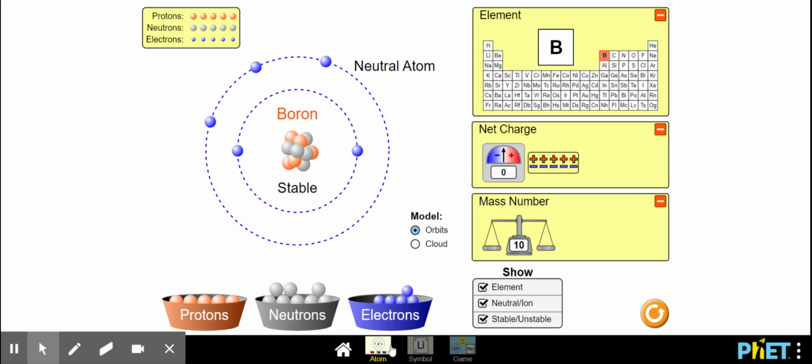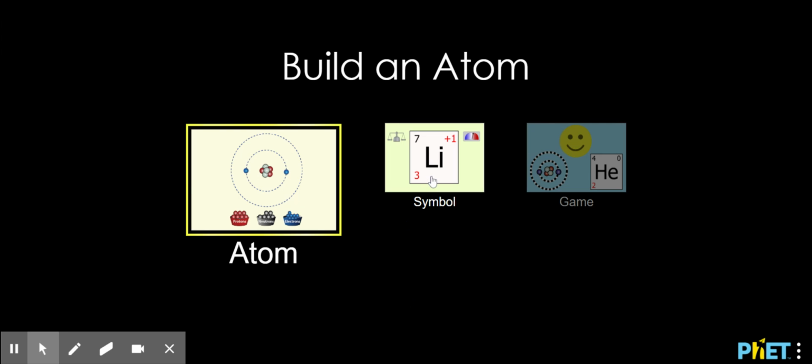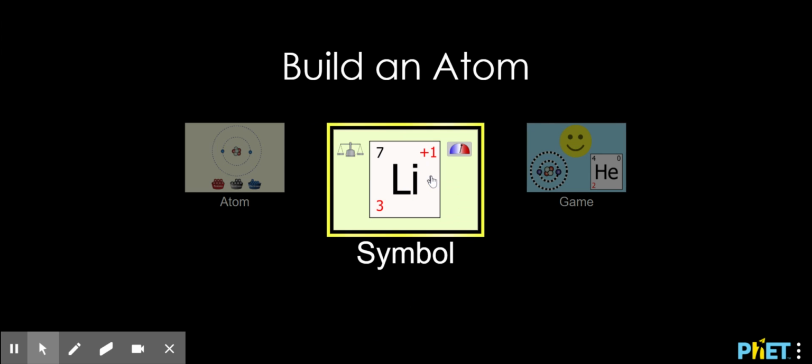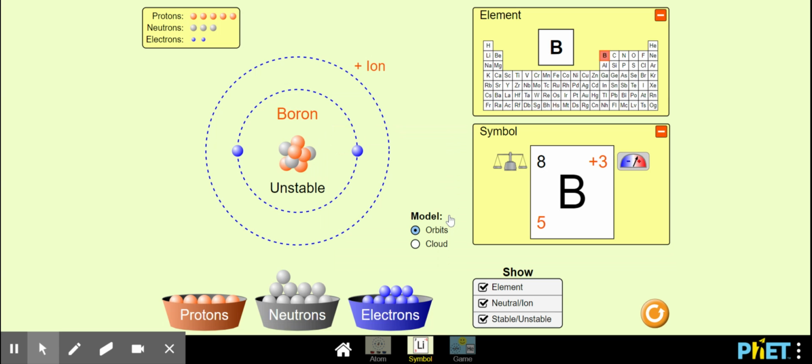All right, we're going to go back and look at symbol next, because one of the skills that we're working on is writing these symbols. So we have the same periodic table in the top here showing, and we've retained our same atom, which is boron, with 3 neutrons.